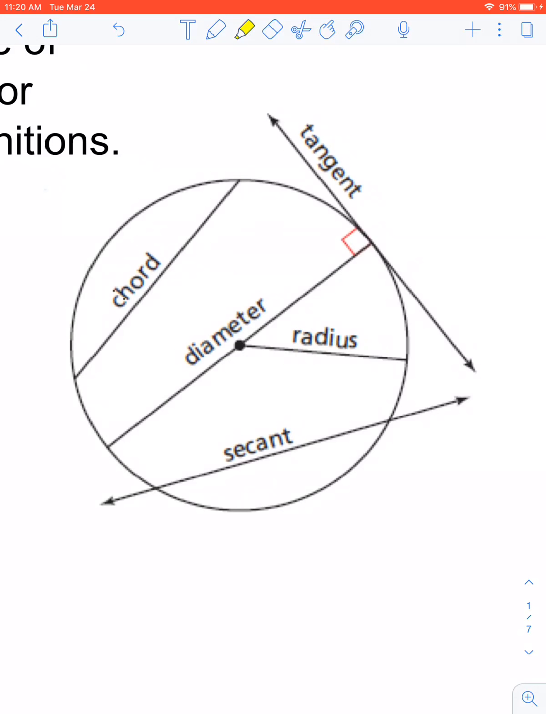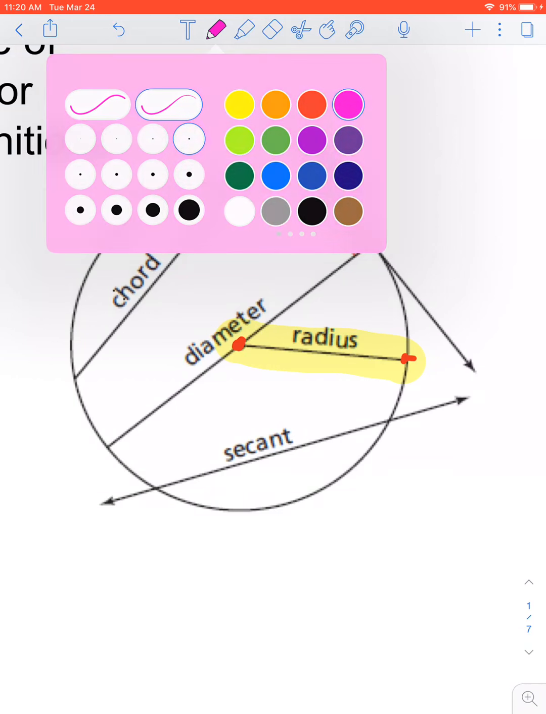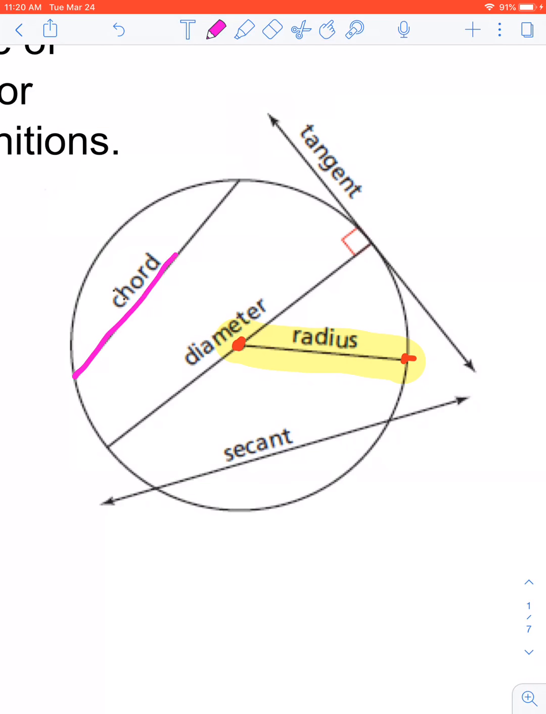The first thing we want to look at is what is a radius, and how do you determine a radius? You look at where the endpoints are located. One endpoint of a radius is located in the center of the circle, and the other endpoint is located on the circle. If I look at a chord, a chord has endpoints, and they are both on the circle.